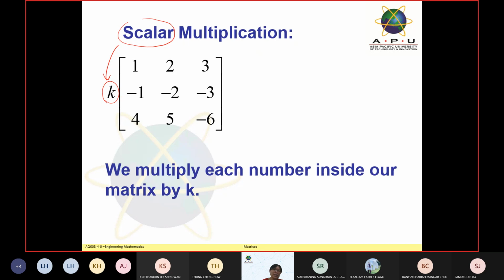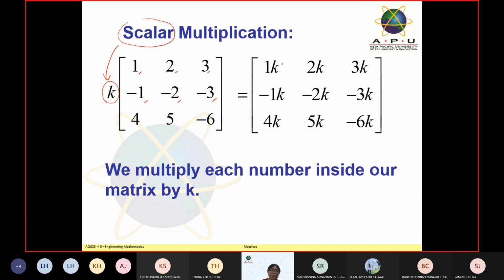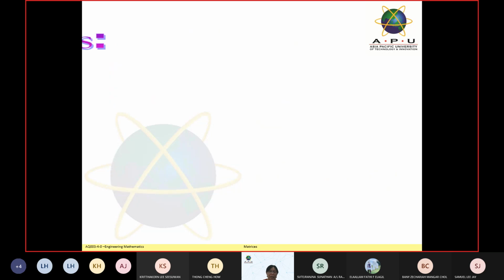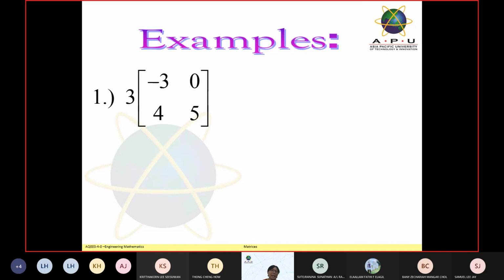So how do we actually conduct the scalar multiplication? That means each element should be multiplied by K. Each element in the matrix should be multiplied by K. That means it will be 1K, 2K, 3K, minus K, and so on. Each one of them times K, that is scalar multiplication. For example, let's say you have 3. This is a scalar. So for this scalar, you are going to multiply each element in the matrix.